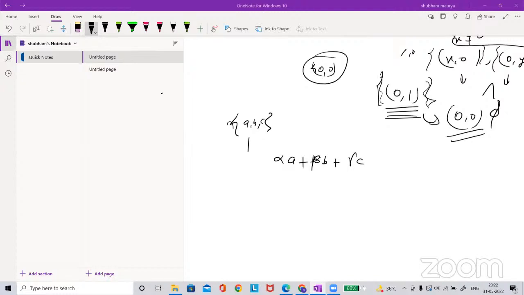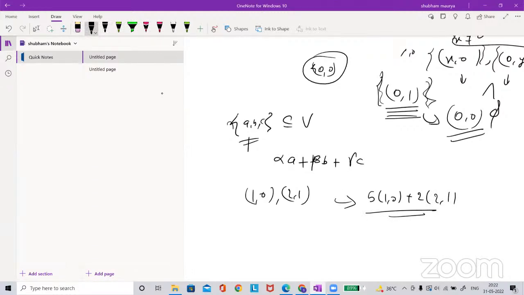Okay, so we will continue with the spanning. A spanning set is like this: let's say this is a vector space V, and these are the vectors in a set. This set is called a spanning set of V if you take linear combinations. Let's say you have vectors (1, 0) and (2, 1). A linear combination of these two vectors means, let's say, 5 times (1, 0) plus 2 times (2, 1). This is a linear combination of these two vectors.